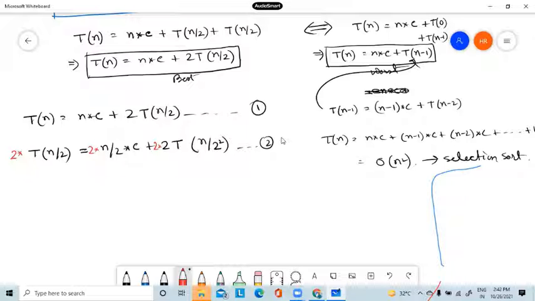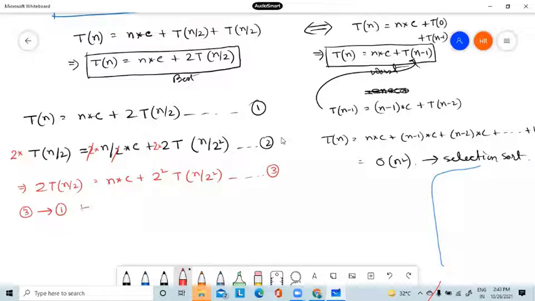Then what will happen? It becomes 2t(n/2) = n·c + 2²t(n/2²). This is the third equation. Now I am putting 3 into 1. If I put 3 into 1, this equation, it becomes t(n). Okay, first n·c, next 2t(n/2).